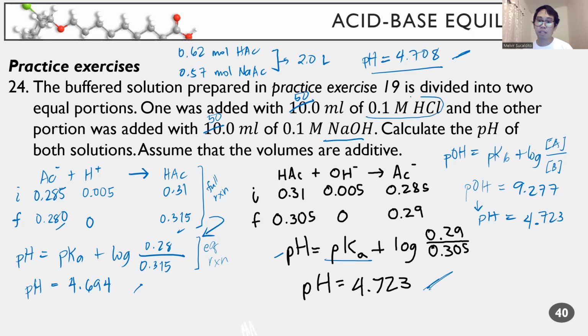0.1, negative log 0.1. 1. Bro, I realized it was that easy pala. Right. HCl lang yan. So 0.1 yung initial concentration, that's also the H plus concentration.